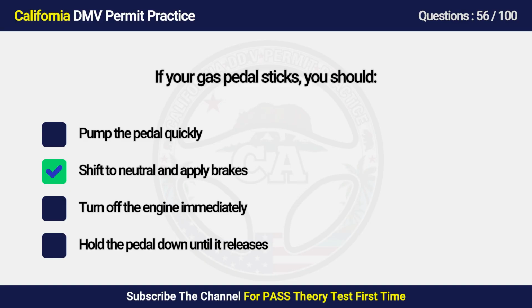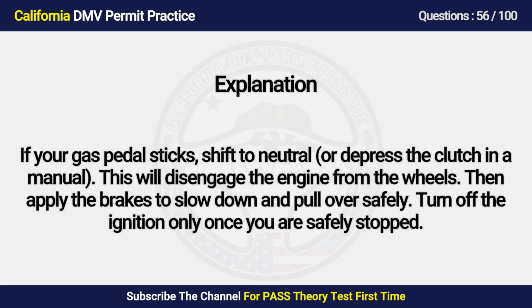Answer is B. Shift to neutral and apply brakes. If your gas pedal sticks, shift to neutral or depress the clutch in a manual. This will disengage the engine from the wheels. Then apply the brakes to slow down and pull over safely. Turn off the ignition only once you are safely stopped.